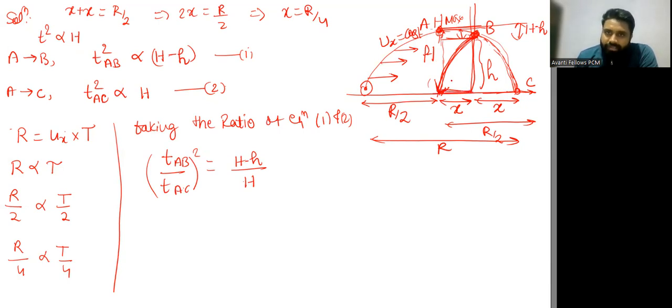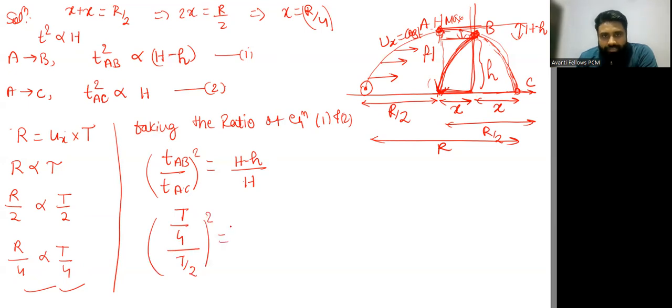A to B, it has covered x, and x is equal to R by 4. So you can replace this. For covering R by 4, the time taken would be T by 4, because this is the relation between distance covered in horizontal direction and time taken. And also for A to C, it is R by 2, so it is T by 2. You can replace it. Whole square. It is capital H minus small h divided by capital H.